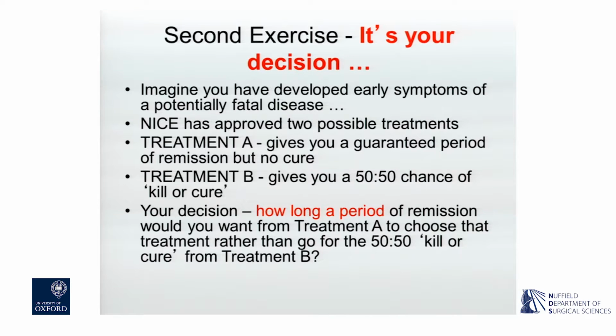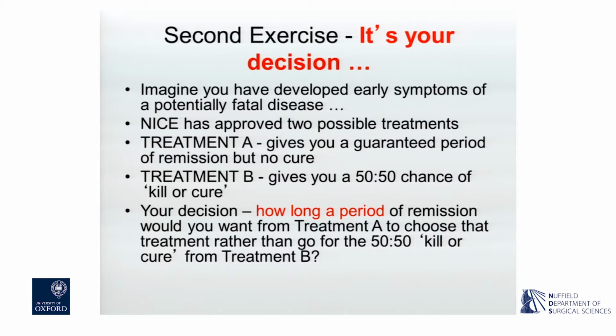And here's another exercise. Do we have time to do this? Yeah, so this time we're going to give you some bad news in the clinic: you've got the early symptoms of a potentially fatal disease. The good news is that NICE has approved and funded two possible treatments. Treatment A gives you a guaranteed period X of remission, with your normal quality of life, and then sudden death at the end, whereas treatment B gives you a 50-50 chance of kill or cure. It sounds a bit like a surgical treatment for something like a ruptured aneurysm, although I'm pleased to say that the mortality for ruptured aneurysm in this hospital is 20%, not 50-50.